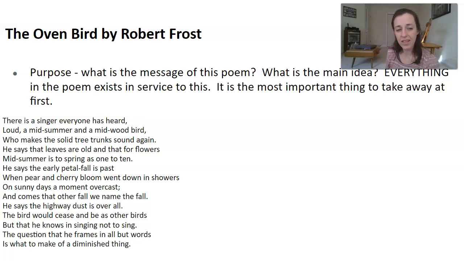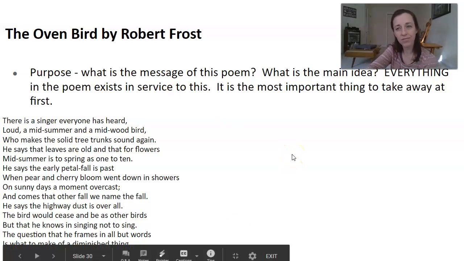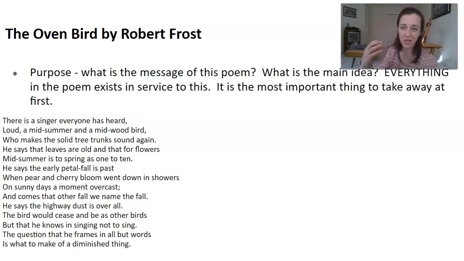The bird would cease and be as other birds, but that he knows in singing not to sing. The question that he frames in all but words is what to make of a diminished thing. What is this about? Already the message is coming through really strong for me that it's in those last two lines. The question that he's framing is, what do you do with something that is diminished? Why would it be diminished? Because it's dying somehow, decaying, or it's simply over.